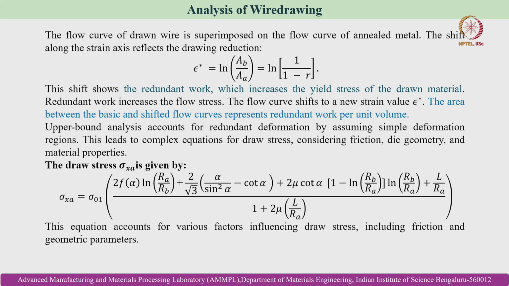So the flow curve of drawn wire is superimposed on the flow curve of annealed metal, and the shift along the strain axis reflects the drawing reduction, that is epsilon asterisk is equal to ln A 0 by A, that means ln initial area by final area. As I have mentioned numerous times, initial area by final area is equal to 1 by 1 minus r, where r is the area reduction, that is A0 minus A by A0. So epsilon asterisk becomes equal to ln of 1 by 1 minus r. This shift shows the redundant work which increases the yield stress of the drawn material.